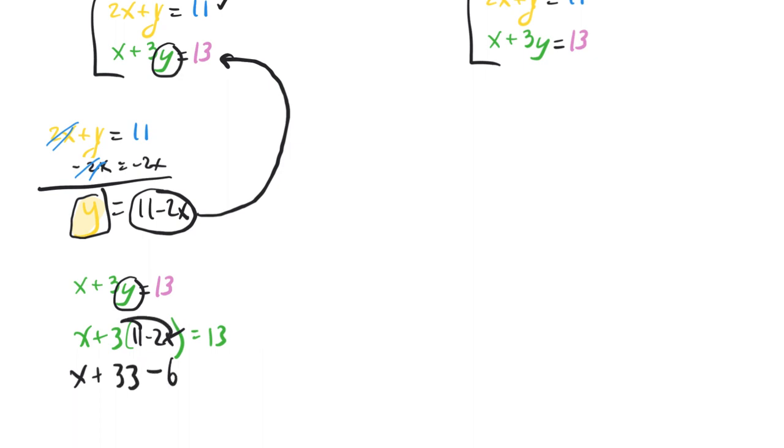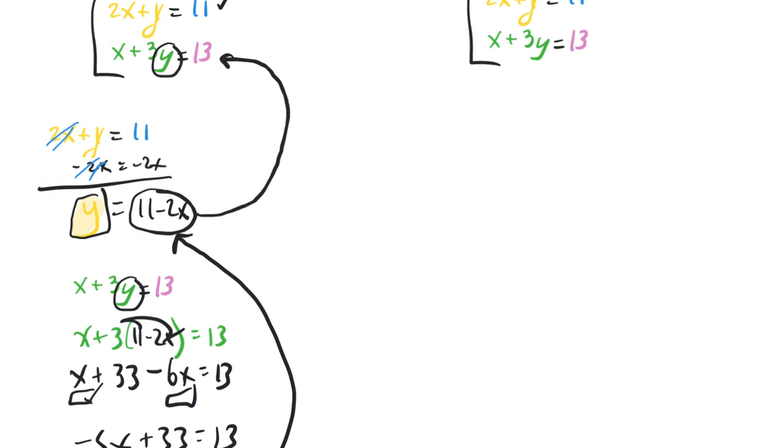Distribute. Combine your like terms. Subtract 33 from both sides. Divide both sides by -5, and x is equal to 4. And once you have x equals 4, come back full circle to the circle, and we know that y is equal to 11 minus 2 times x. And x we just figured out was 4. So y is equal to 11 minus 8, which is 3. So x is 4 and y is 3.